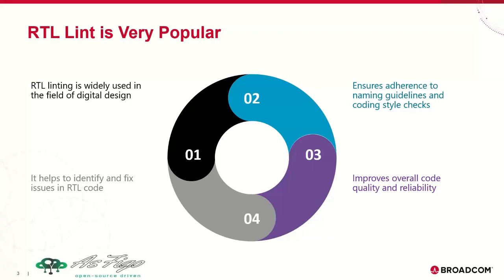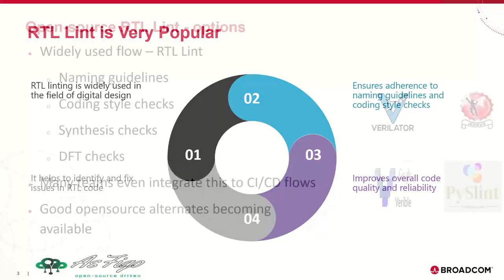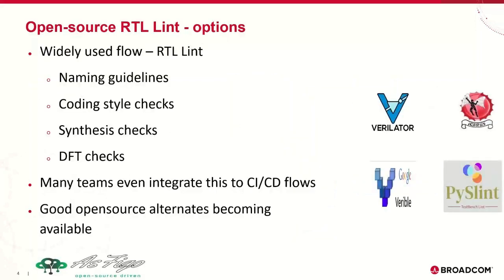Some of the open source RTL linting options we have are Verilator, Icarus, and Google Verible, and PySlint is one of them. It checks naming guidelines, coding styles, synthesis checks, and DFT checks. Much of this is integrated into continuous integration and continuous deployment flows. This is one of the great open source alternatives we have.